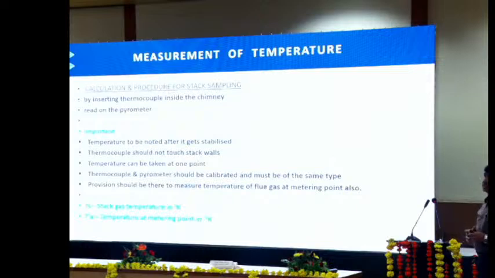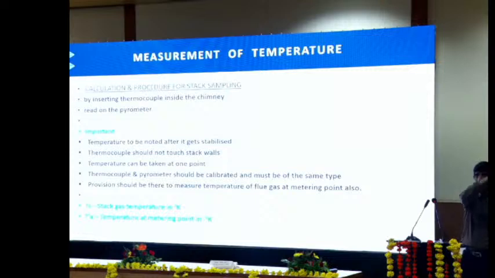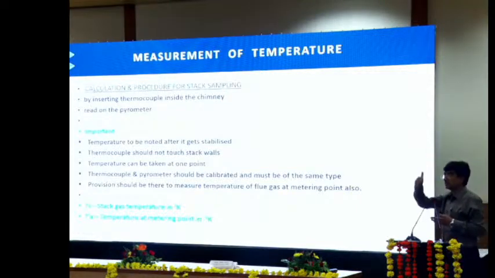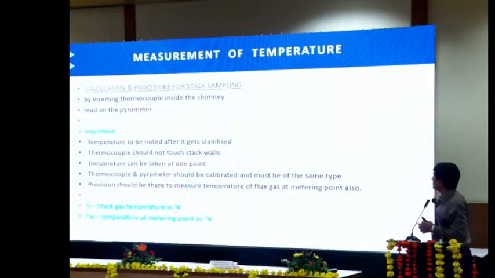Thermocouple should not touch stack walls. Stack wall is this much. If your thermocouple is touching the wall of the stack, you are not actually getting the temperature of the stack gas. What you are getting is the temperature of the walls. So that is not the right procedure.